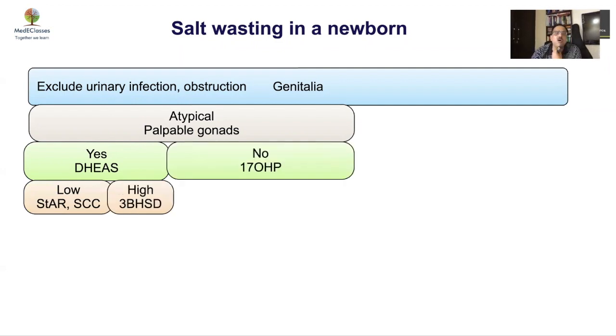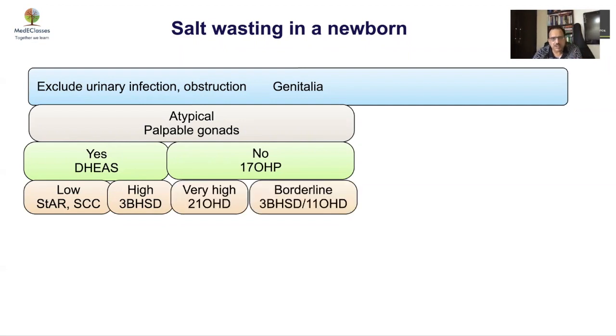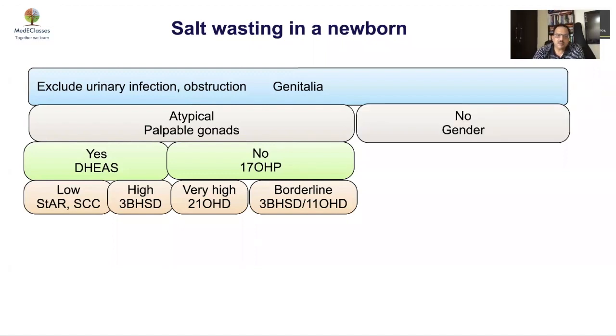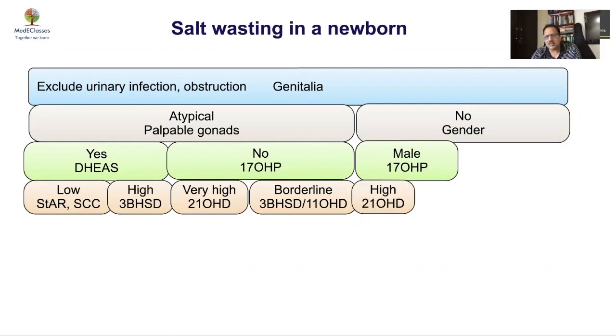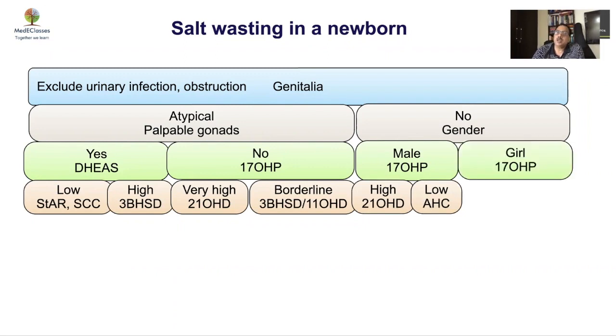If you have no palpable gonads with atypical genitalia, you're dealing with an XX DSD. Most common cause is going to be 21-hydroxylase deficiency. 17-OHP very high, 21-hydroxylase. Borderline, it could be 3-beta or 11. Now, if the genitalia is normal and the child is a male, of course, exclude 21-hydroxylase deficiency. If it's normal, exclude adrenal hypoplasia congenita. In a girl, exclude the rarer forms of SIADH.